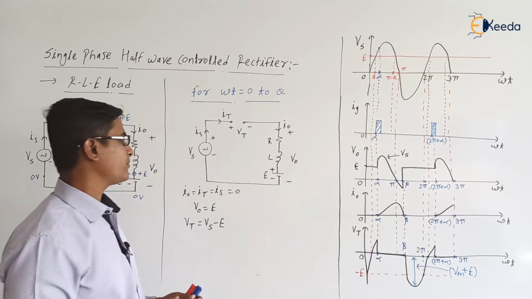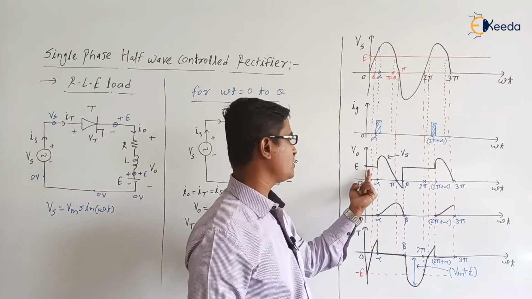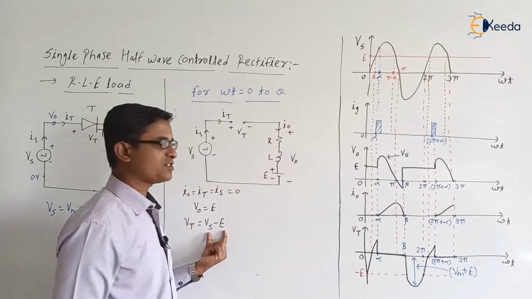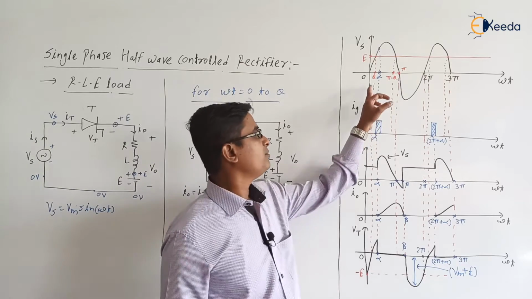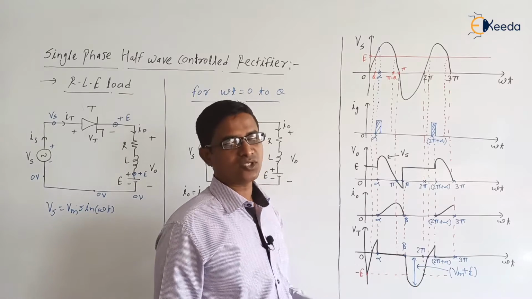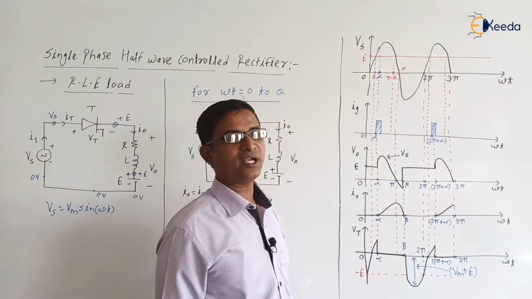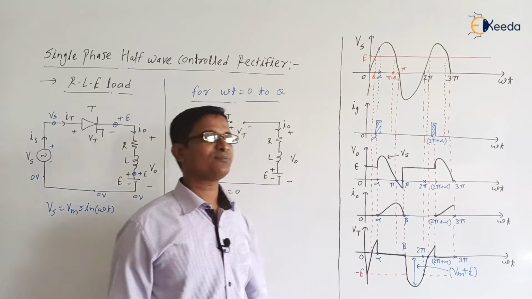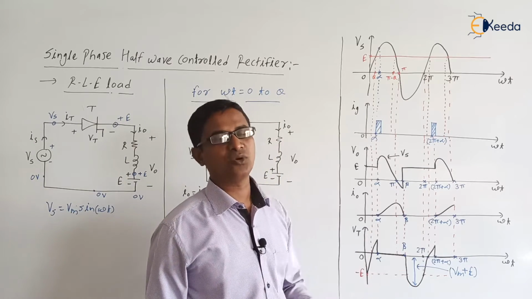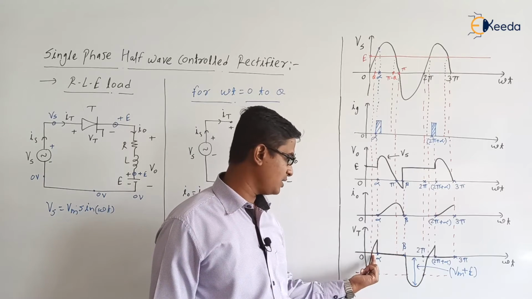Okay, so if you check from omega t is equal to 0 to theta, during this interval V0 is equal to E, I0 is equal to 0, Vt is equal to Vs minus E. But between 0 to theta, Vs is increasing, but it is less than E. So the difference Vs minus E will be reducing. At omega t is equal to 0, Vs is 0, so Vs minus E will be minus E. So it is starting from minus E. At omega t is equal to theta, Vs is equal to E, so Vs minus E becomes 0, right? So till theta it is 0.